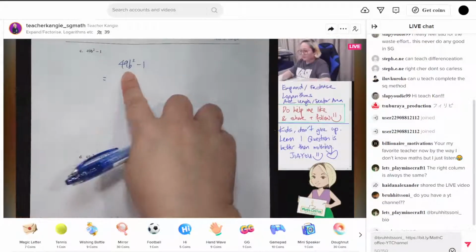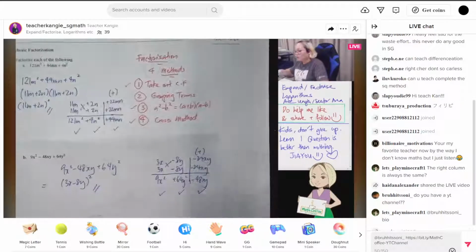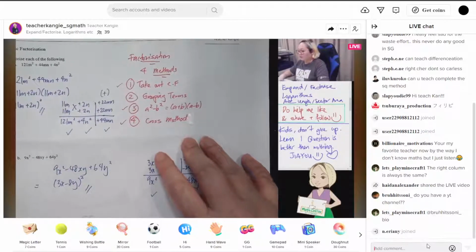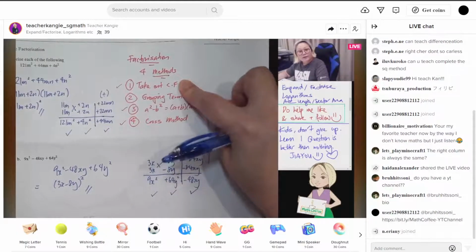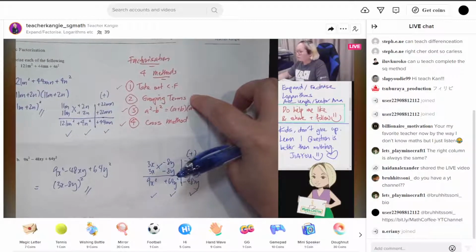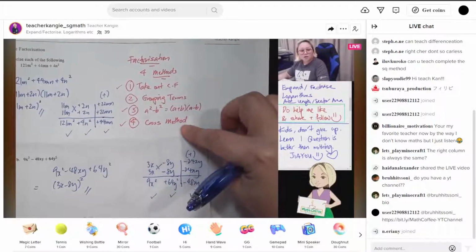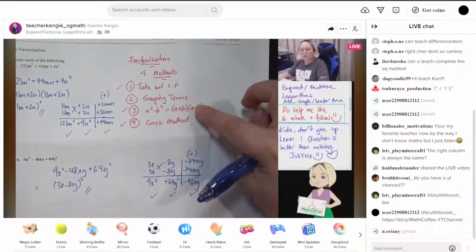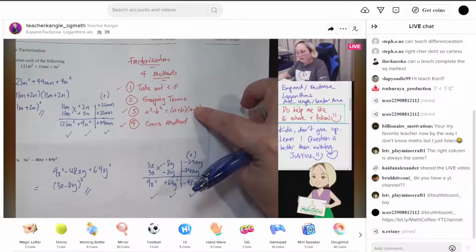Okay, now come back to here. Those who just now said they're very bad at factorization: I just now checked whether I can take out a common factor. It cannot. This is not 4 terms, so it's not grouping terms. This is not 3 terms, so it's not the cross method. So I'm only left with a squared minus b squared.